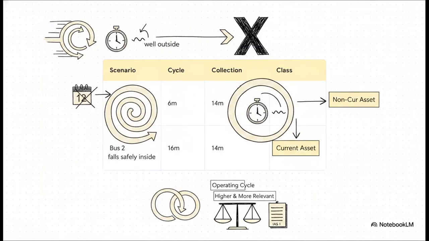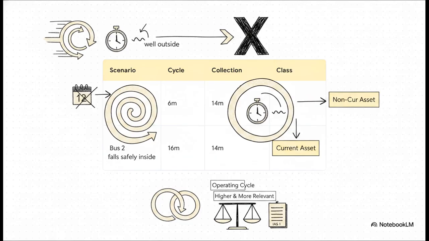Let's dive into a practical example that brilliantly illustrates the operating cycle rule. This is a concept that trips up so many students, but once you see it laid out, it makes perfect sense. Imagine we have 2 different businesses. Business 1 has a very fast, short, normal operating cycle of just 6 months. Business 2, on the other hand, operates in an industry with a long operating cycle of 16 months. Now, let's say both of these businesses have a receivable that they expect to collect in exactly 14 months. How do we classify that receivable for each business?